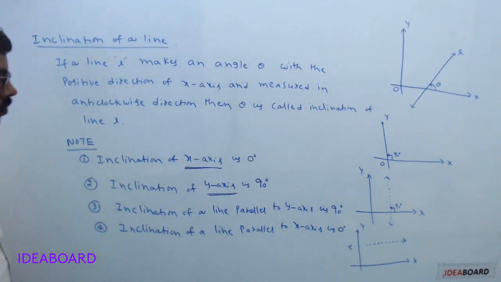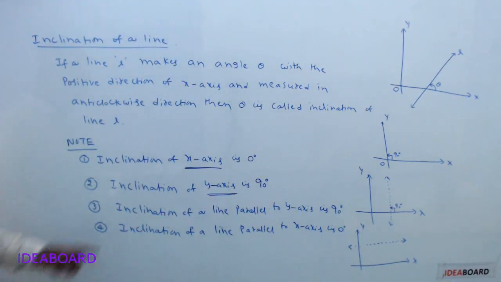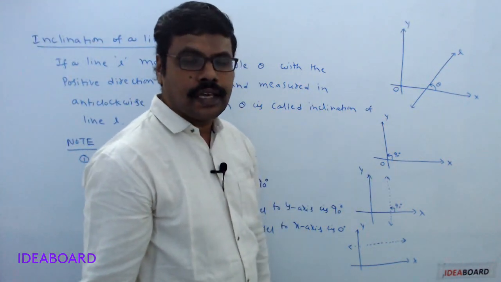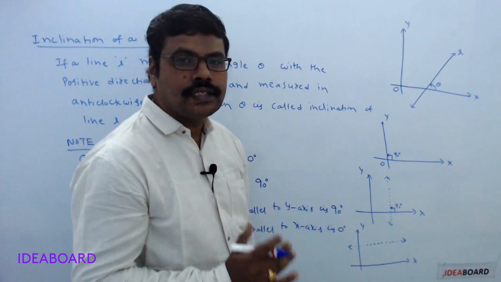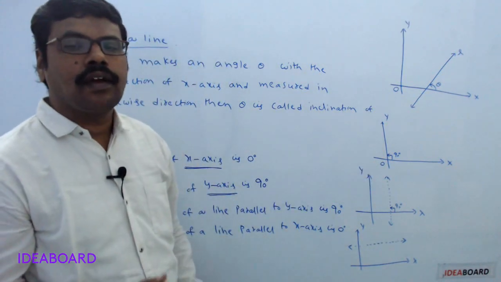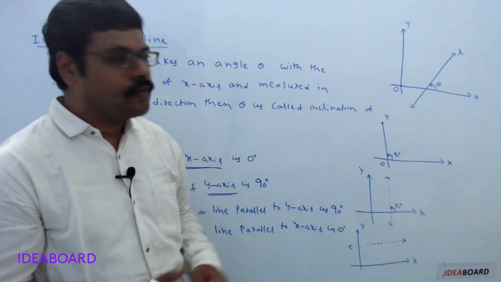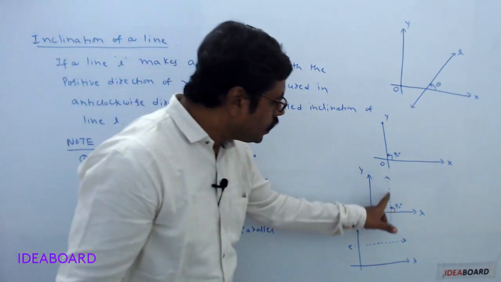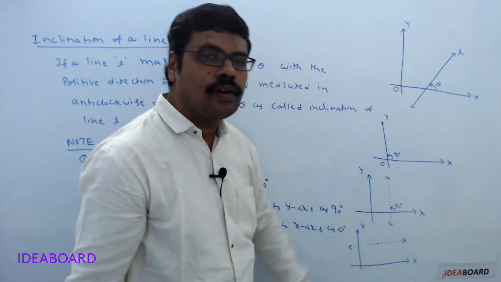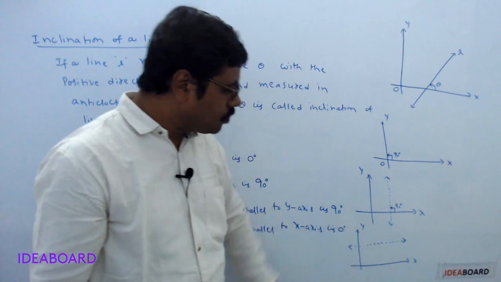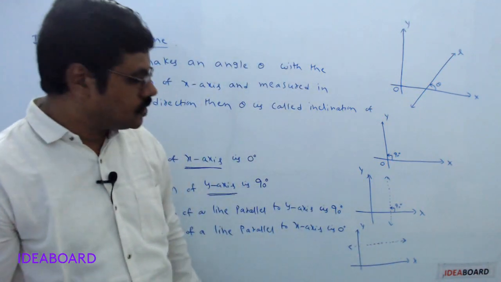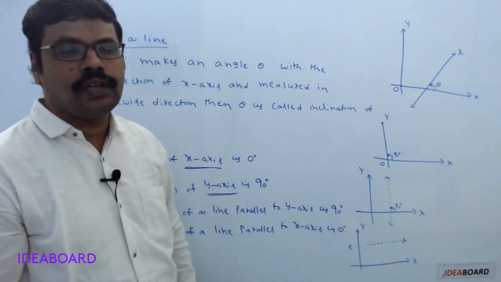Here we discussed 4 points. What is the first point? Inclination of x-axis is 0 degrees. Second point, inclination of y-axis is 90 degrees. Then third point, inclination of a line parallel to y-axis. That is also 90 degrees. Then fourth point, inclination of a line which is parallel to x-axis, that value is 0 degrees.